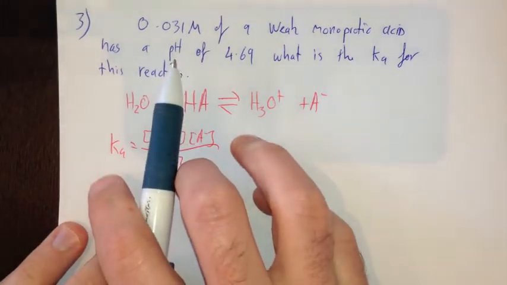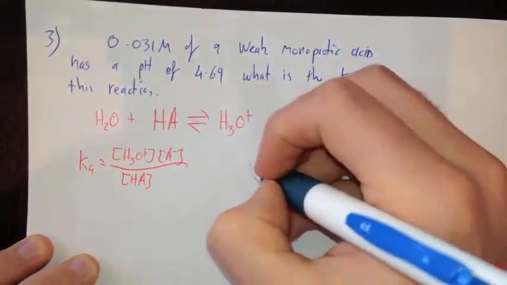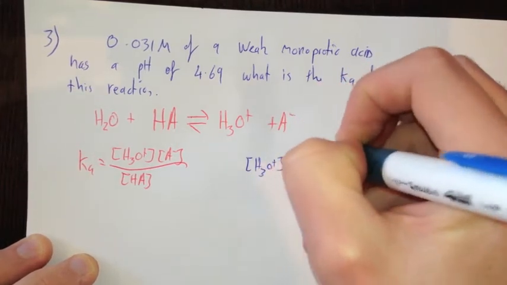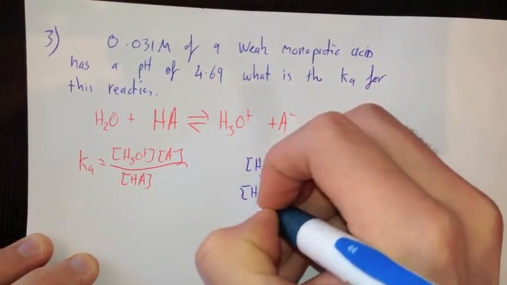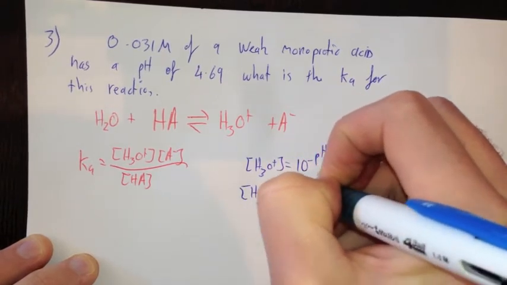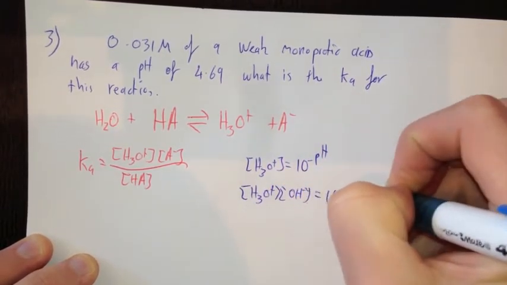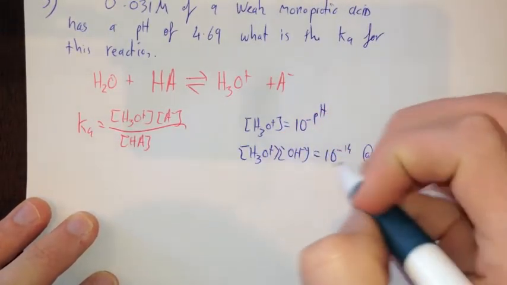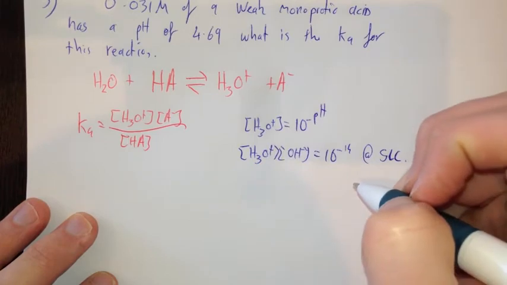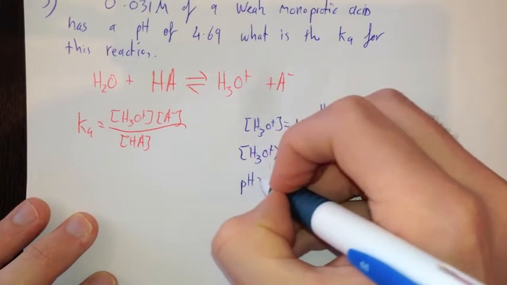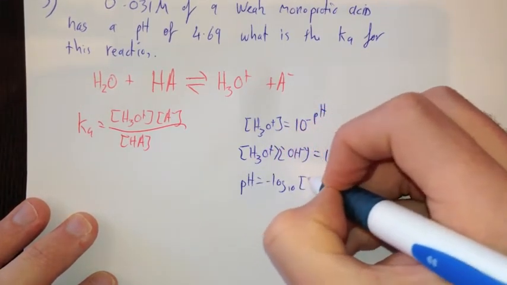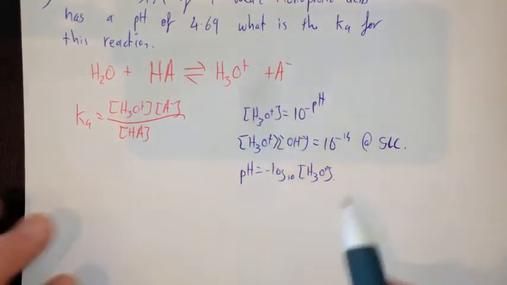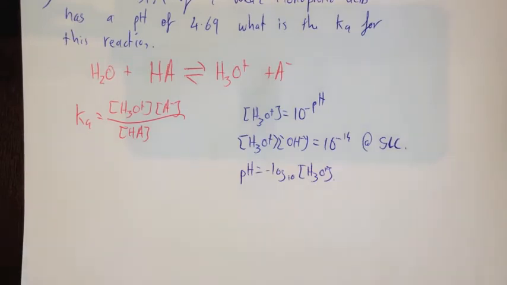We're dealing with pH, so I'm going to write down my 3 pH equations. Concentration of hydronium equals 10 to the negative pH. Concentration of hydronium times concentration of hydroxide equals 10 to the negative 14 at SLC. And I'm also going to write down that pH equals negative log to the base 10 of hydronium. So therefore, I've got those written down. Let's go have a look at this question here.